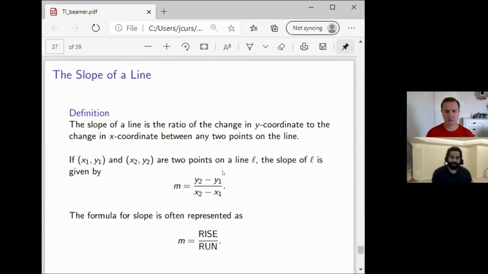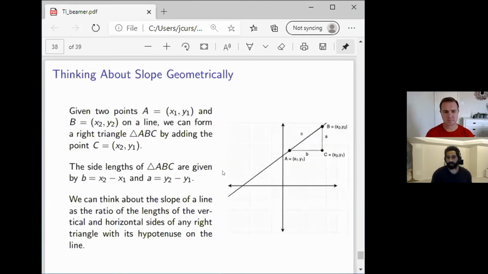Exactly. And now I want to talk about this idea in a way that you might not have seen before. I want to think about slope, something that seems very algebraic, geometrically. So suppose we have some line L, and we have 2 points on it. We can form a right triangle by adding a third point. If A is the point (x1, y1) and B is the point (x2, y2), let's add the point C, which is (x2, y1), and you can see we build a right triangle ABC, where the line segment AB lies on our line.